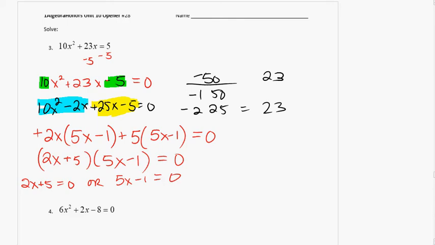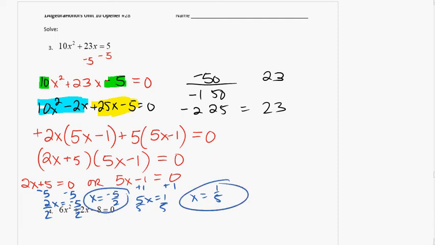Subtract 5 from both sides. 2x equals negative 5. Divide both sides by 2, so I get x equals negative 5 halves. Or, on the other one, I get 5x equals 1. Divide by 5, x equals 1/5. So it's either a fifth or negative 5 halves that gives me the solution to this equation.